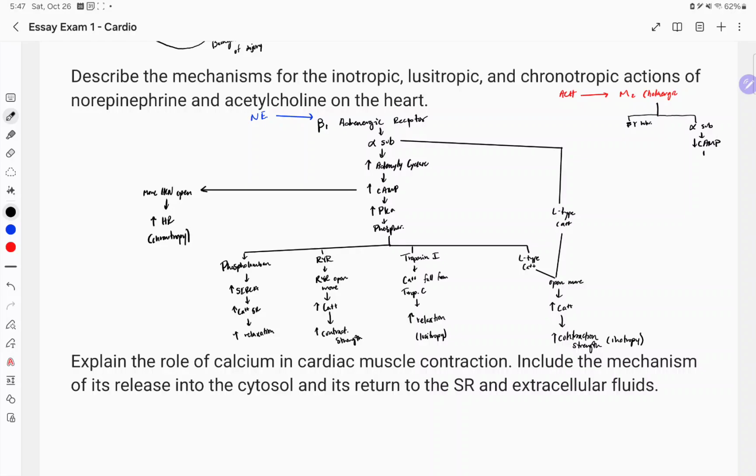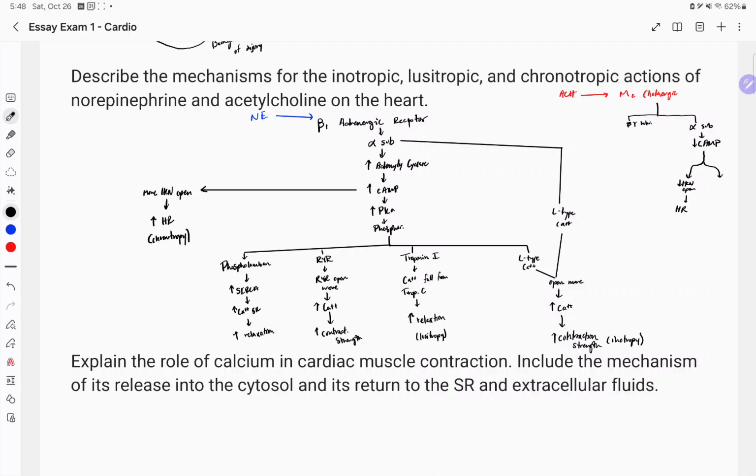Can you guess what that's going to do? Well, we're going to have fewer HCN channels open. So we just talked about how cAMP is going to open more with norepinephrine, but now with acetylcholine, it's going to decrease the HCN channels that are open, which will decrease our heart rate.